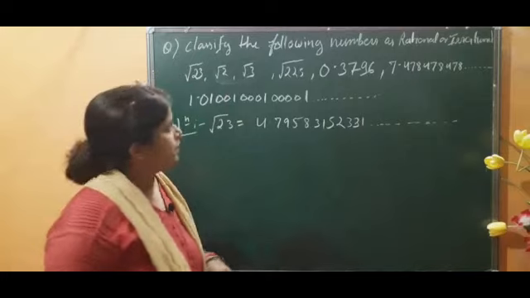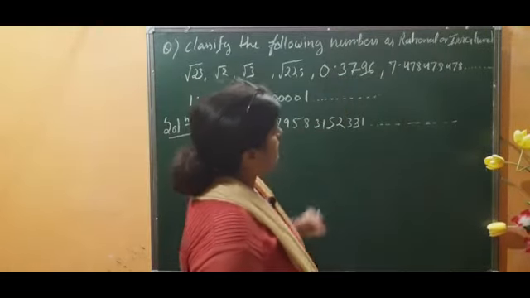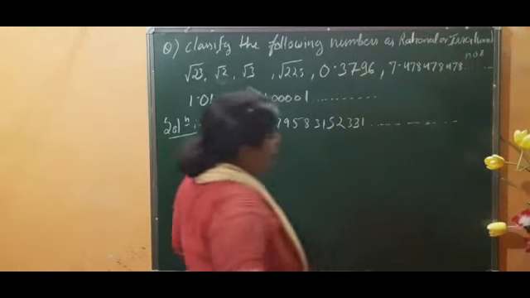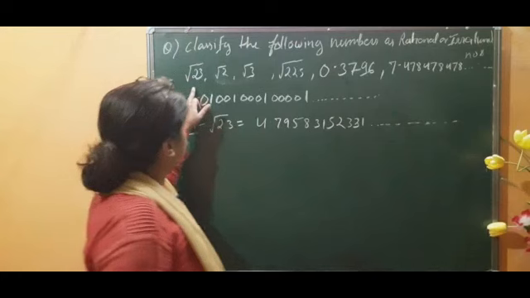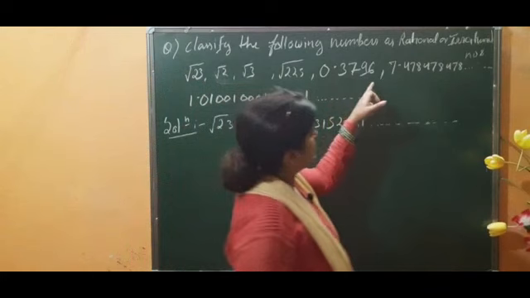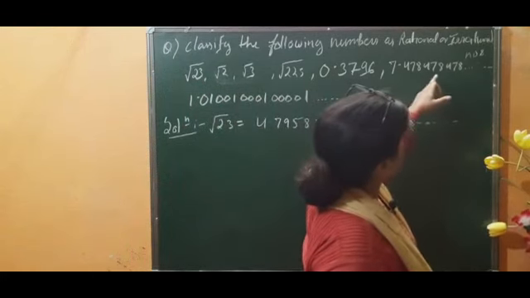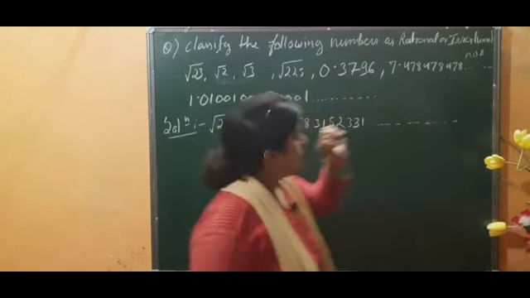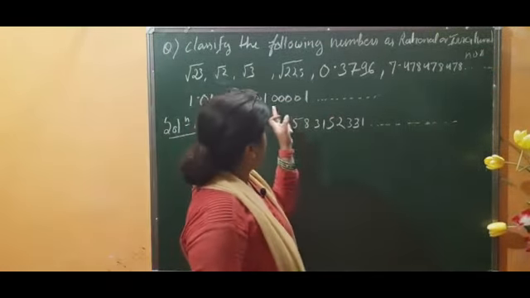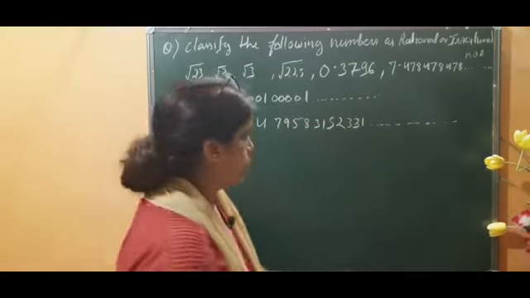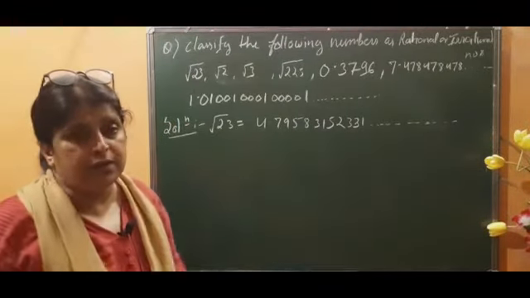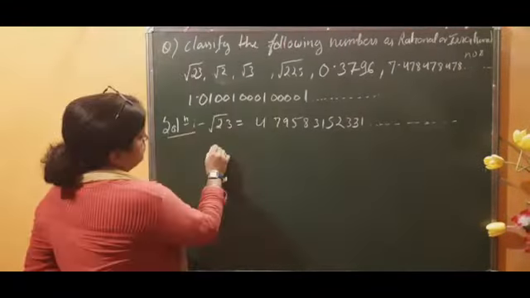See, this is our question. Classify the following numbers as rational or irrational numbers. And what is the question? First is root 23, root 2, root 3, root 225, 0.3796, 7.478478478 dot dot dot, and 1.01001000100001 and then dot dot dot. So now we have to decide which are the rational numbers and which are the irrational numbers.